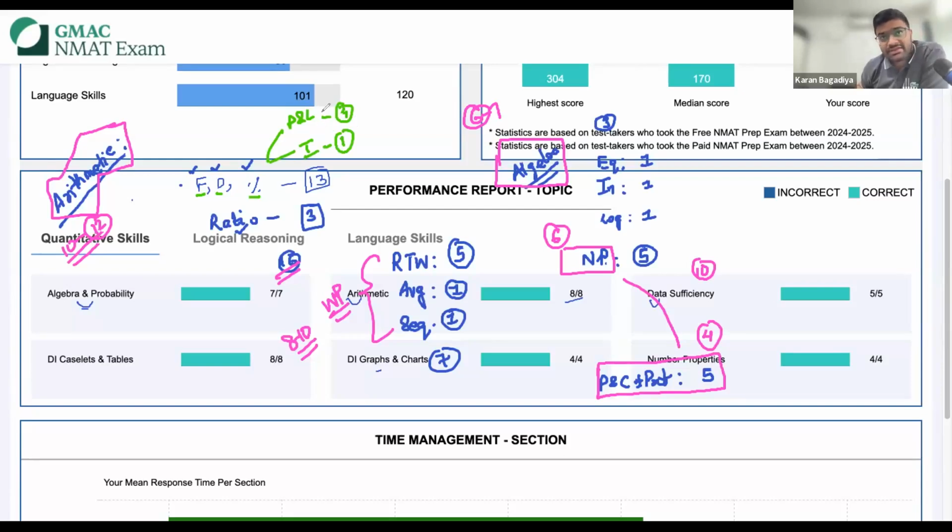So this is where again the NMAT is slightly different from CAT. The calculations can become quite intensive. The caselets also had a lot of calculations to be written down. Where is it different from the CAT? Not that the CAT can't ask difficult stuff, but it still gives you 3 minutes per question.